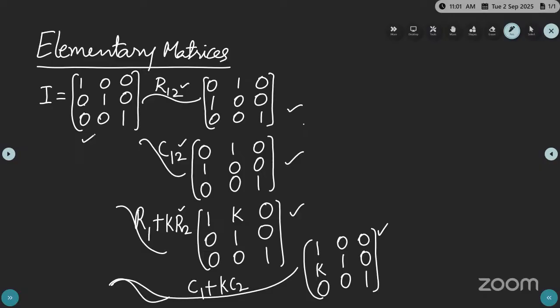Okay. Just note this. From an identity matrix of order 3, the elementary matrices are obtained as follows. Am I clear? Say yes or no.